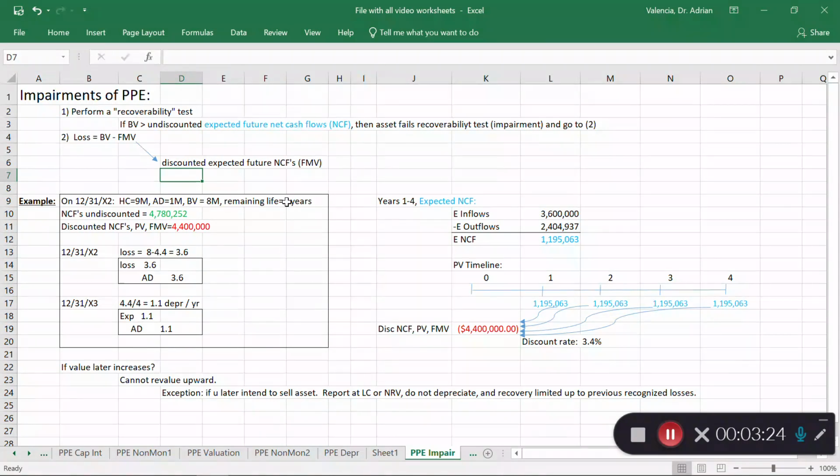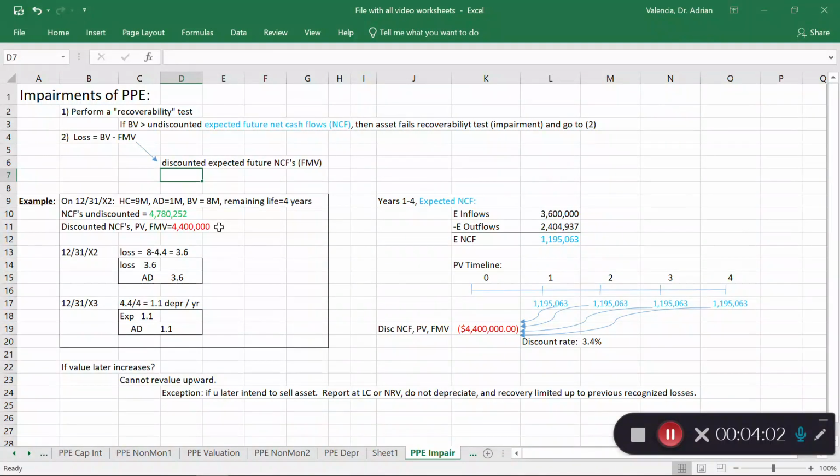So as an example here, I say that the undiscounted net cash flows are $4.78 million. If you compare that to the book value, then we would say that it fails the recoverability test, number 1, because the book value is greater than the undiscounted cash flows. In this case, I colored it in green. And then the discounted net cash flows, sometimes referred to as the present value of those cash flows, or the fair market value, is $4,400,000.